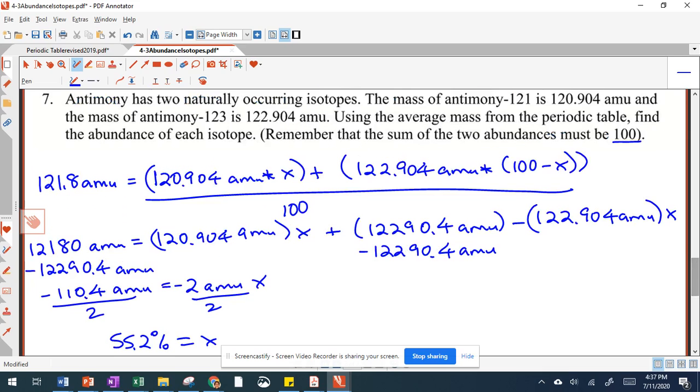So the first one is going to be 55.2%. And the second one is going to be 100 minus that, which is going to give us 44.8%. So it gives me the 2 percent abundances.